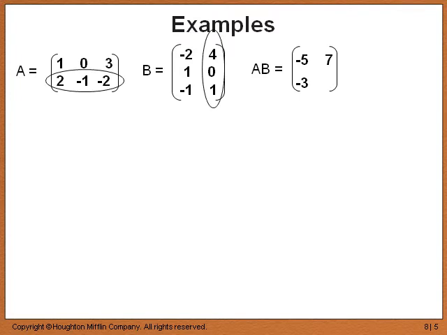And finally, we will use the second row of the left-hand matrix and the second column of the right-hand matrix. We're going to multiply those in order to get the corresponding entry of the product matrix, which is in the second row and second column. When we do that, we get 6, because 2 times 4 plus -1 times 0 plus -2 times 1 is 6. So AB is -5, 7, -3, 6.